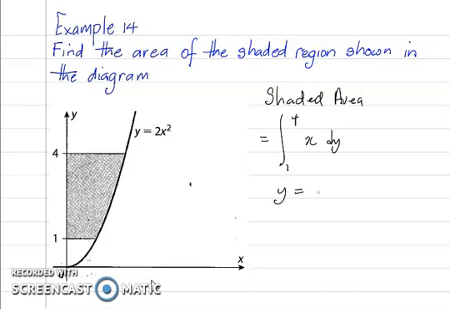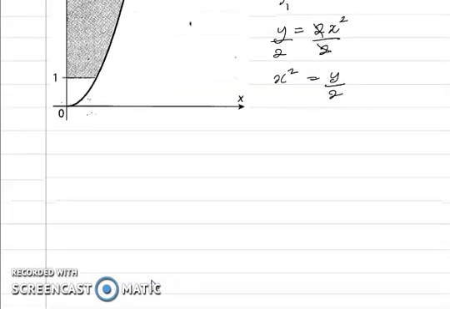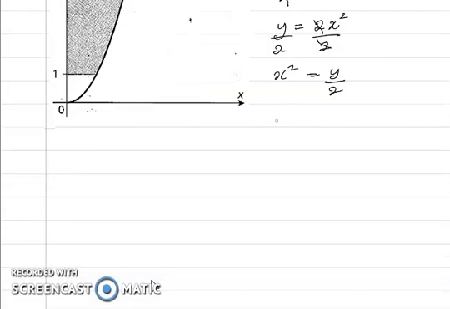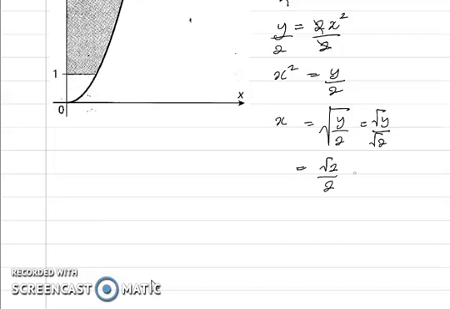We have y is equal to 2x squared, we'll divide both sides by 2. We're going to have x squared is equal to y over 2. The opposite of square is square root. So x would be equal to the square root of y over 2, which is the same as saying the square root of y over the square root of 2, which is the same as saying root 2 over 2 y raised to the half power. So the square root of y is the same as saying y raised to the half power.